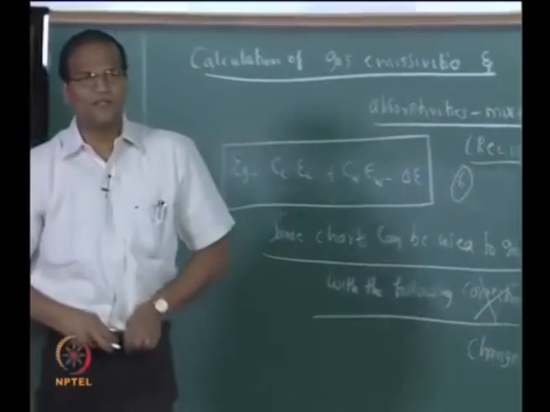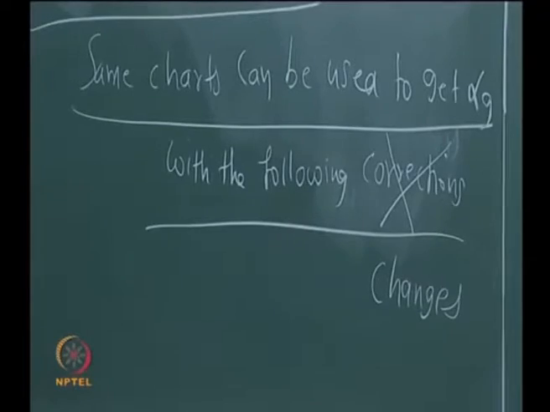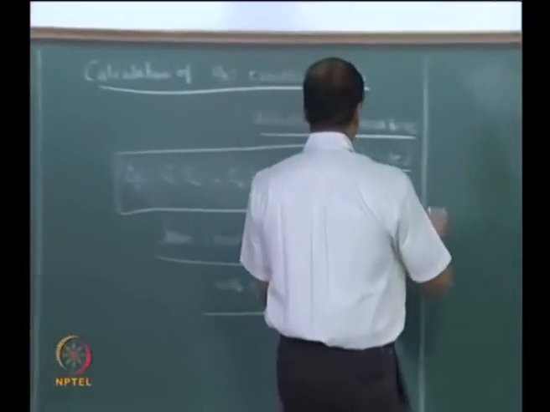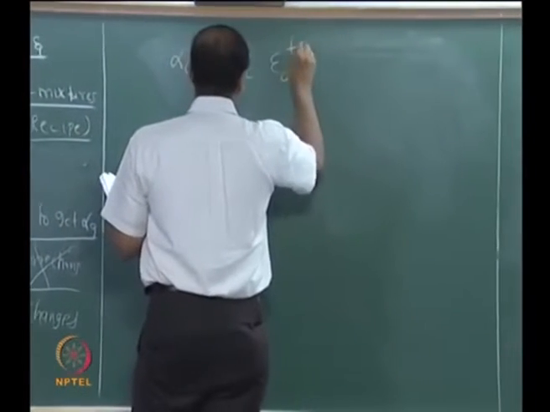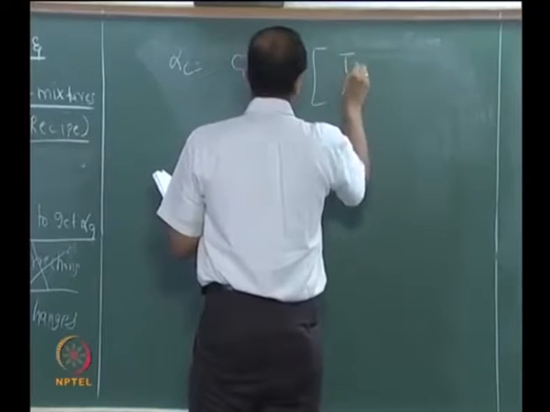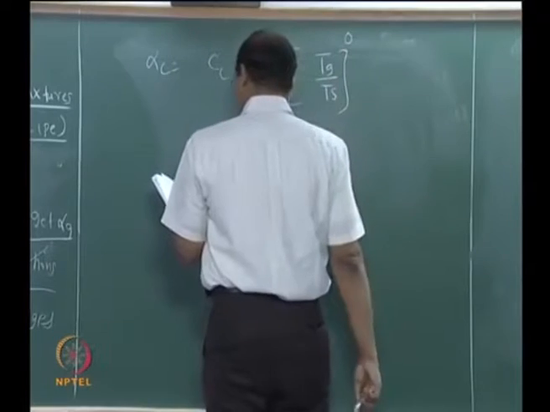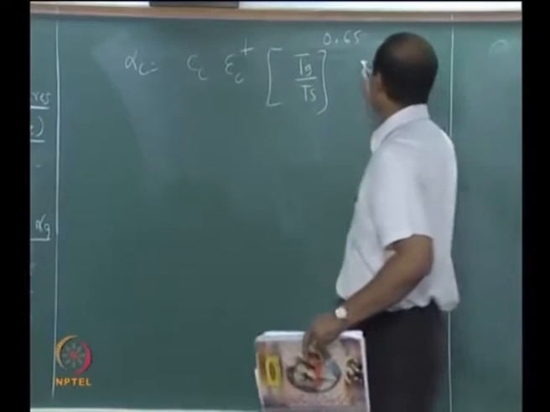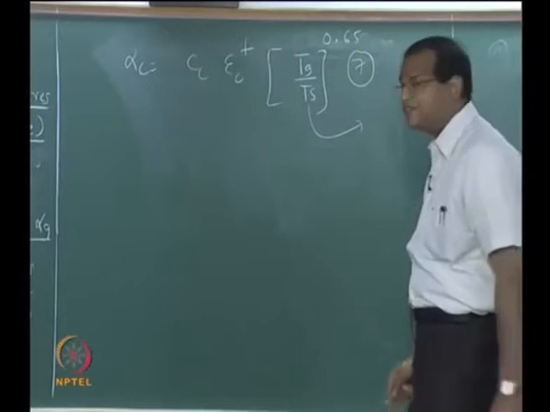Let us not use the word correction because already some correction is there. So with the following changes or following modifications. So what do you want to do for alpha g, alpha c, please note this. What is Ts? Surface temperature.